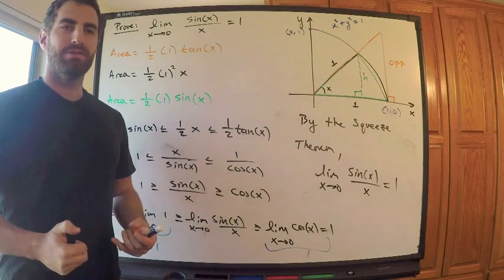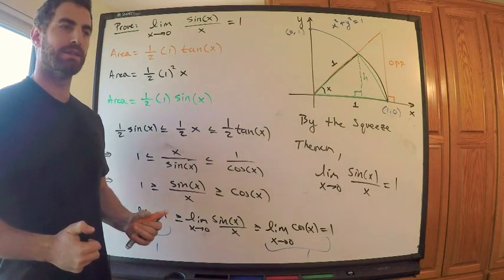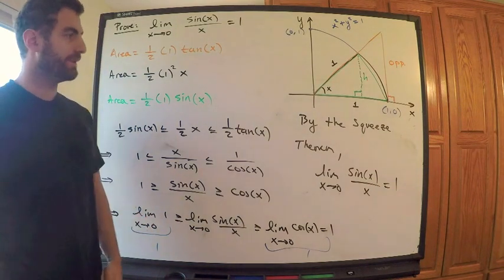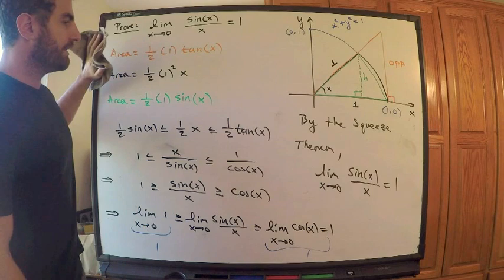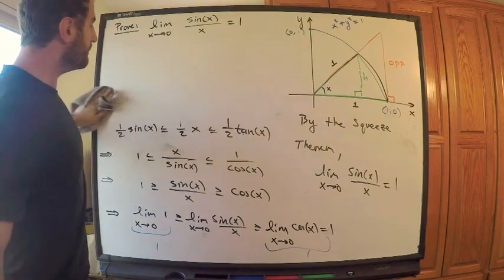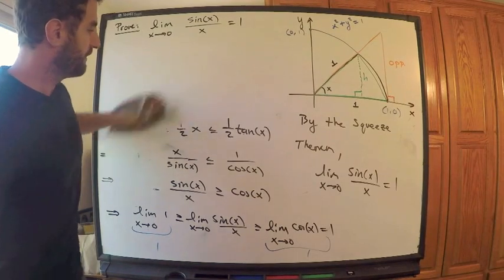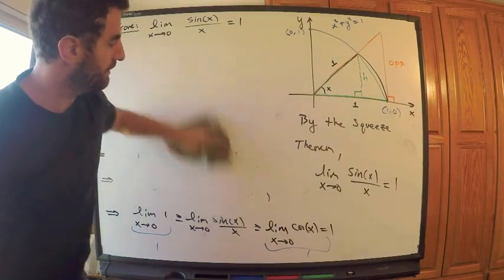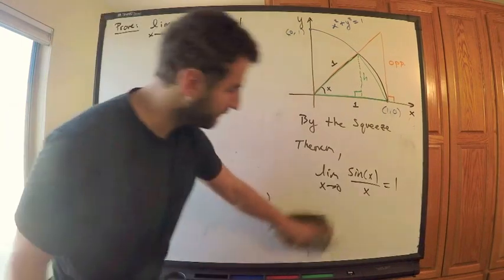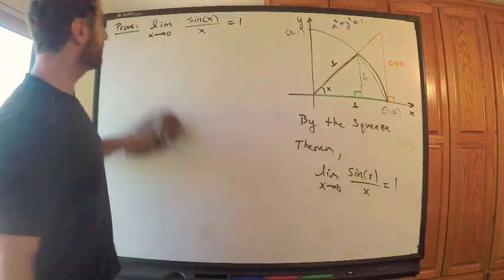How would you prove the limit involving cosine? Maybe I should just do that real quick. This will only take a second. How would you prove the other famous limit? I'm actually just going to use this result here. I've proved this, so why don't we use it?